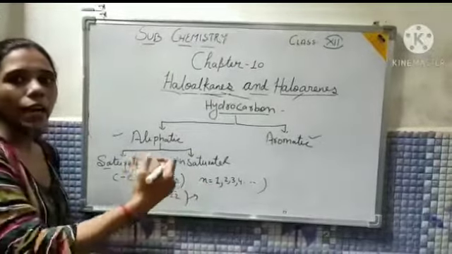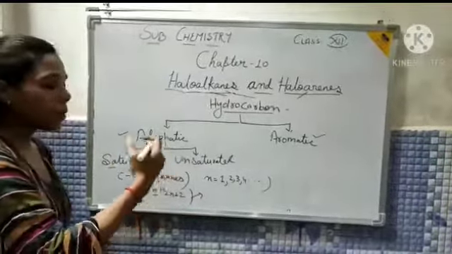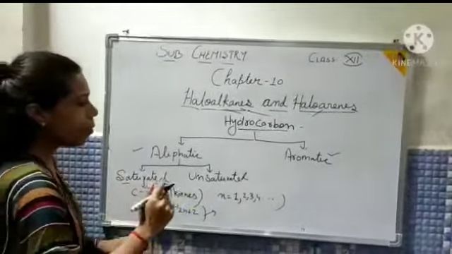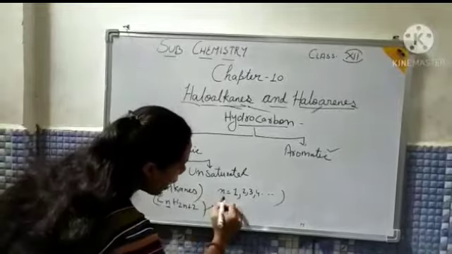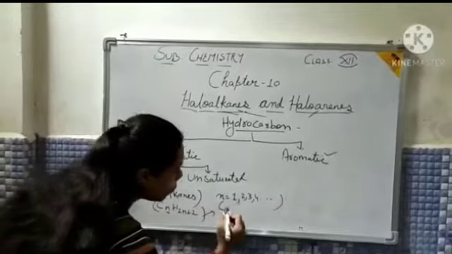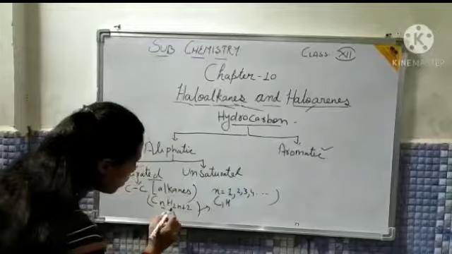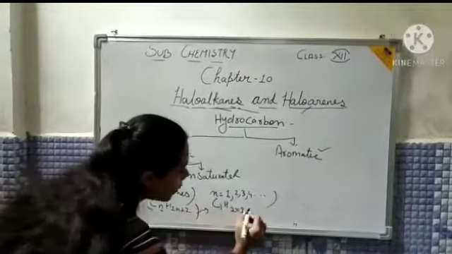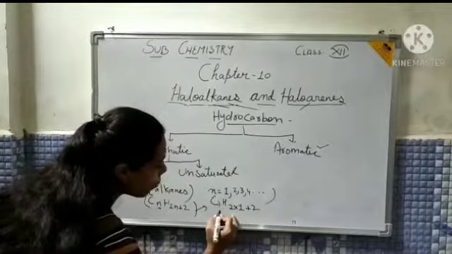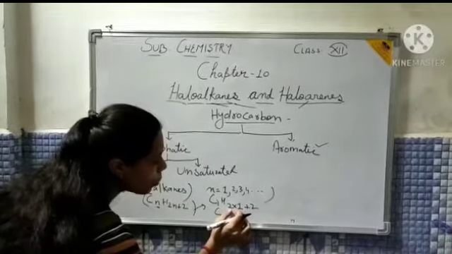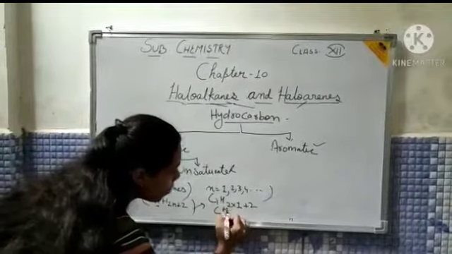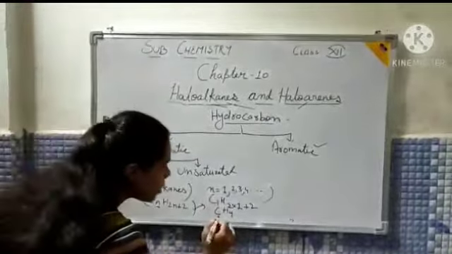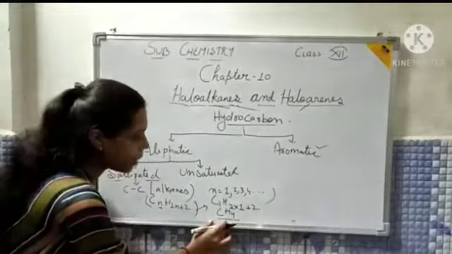Then you can make the members of the alkane family. For example, if I take the value of n as 1, then 2 times 1 plus 2 is 4. It becomes 4. There is no need to write 1, it is by default understood. So you have understood that methane is formed.